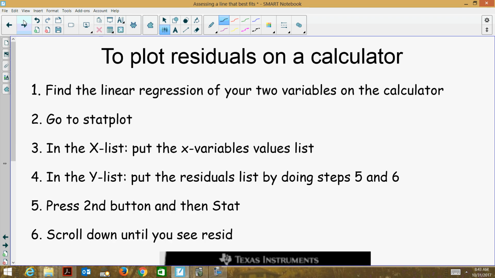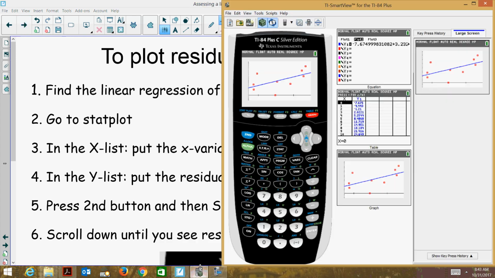So, I suggest that you pause the video here in order to jot down notes to plot residuals on a calculator. Otherwise, I'm going to quickly show you how to plot it on a calculator, without going back to this screen to show you the steps.